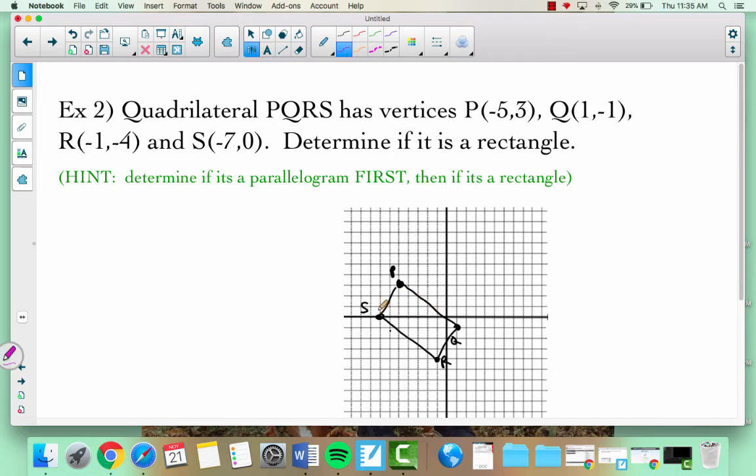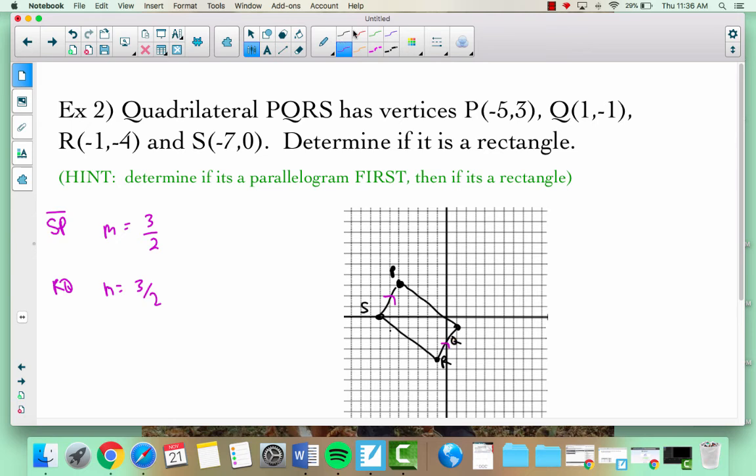So if we look at our slope from S to P, we know it goes up 1, 2, 3, and over 2. So our slope is 3/2, so that's from S, P. If I do the same thing from R to Q, I go up 3 over 2. So from R to Q is also 3 over 2. That means these are parallel.